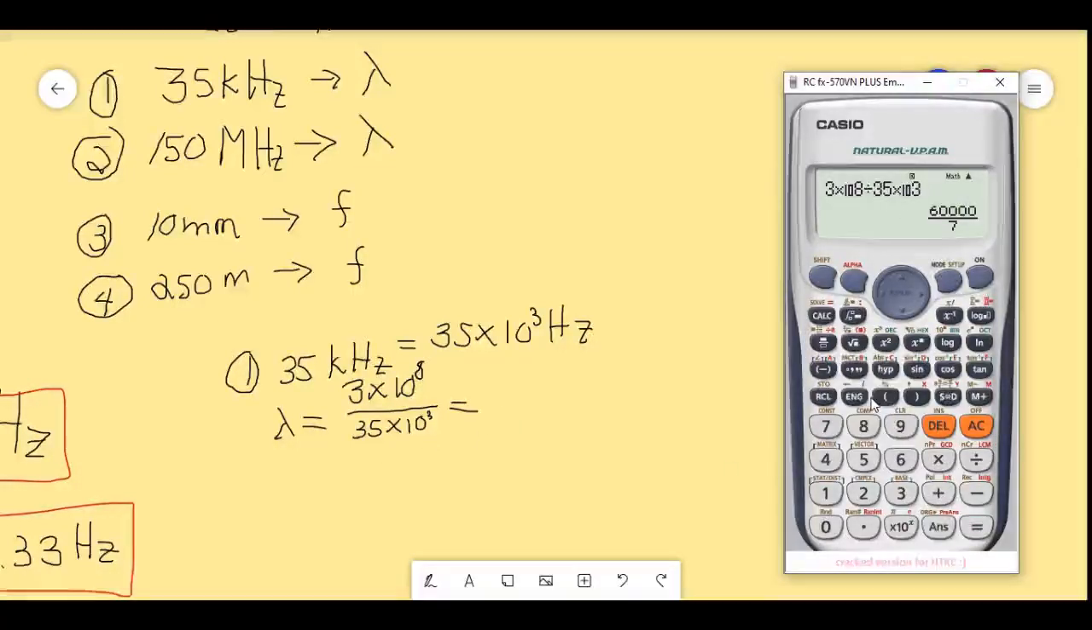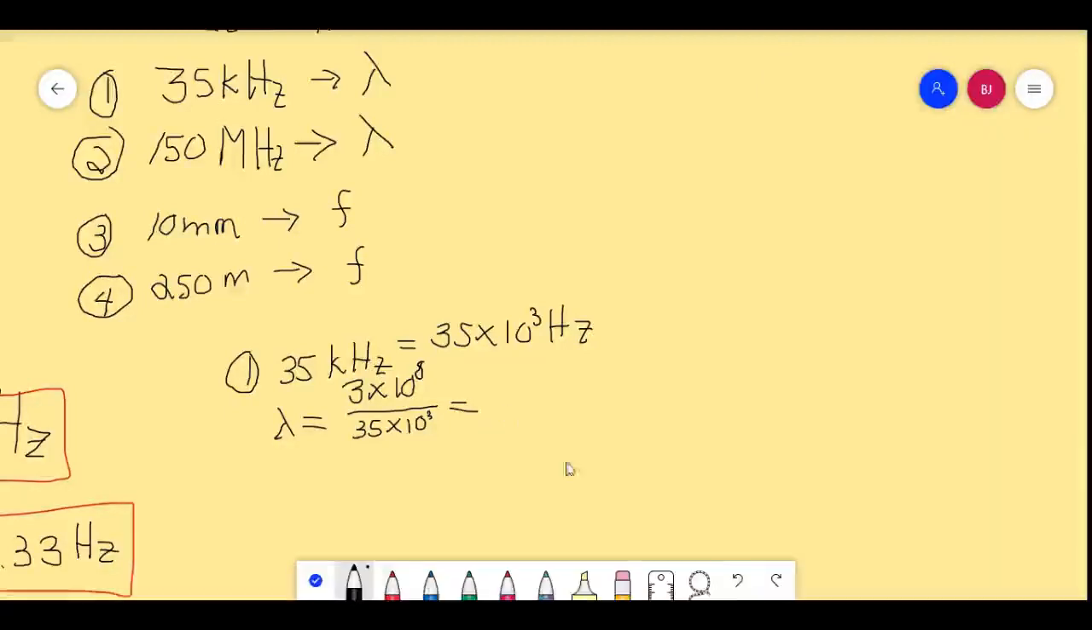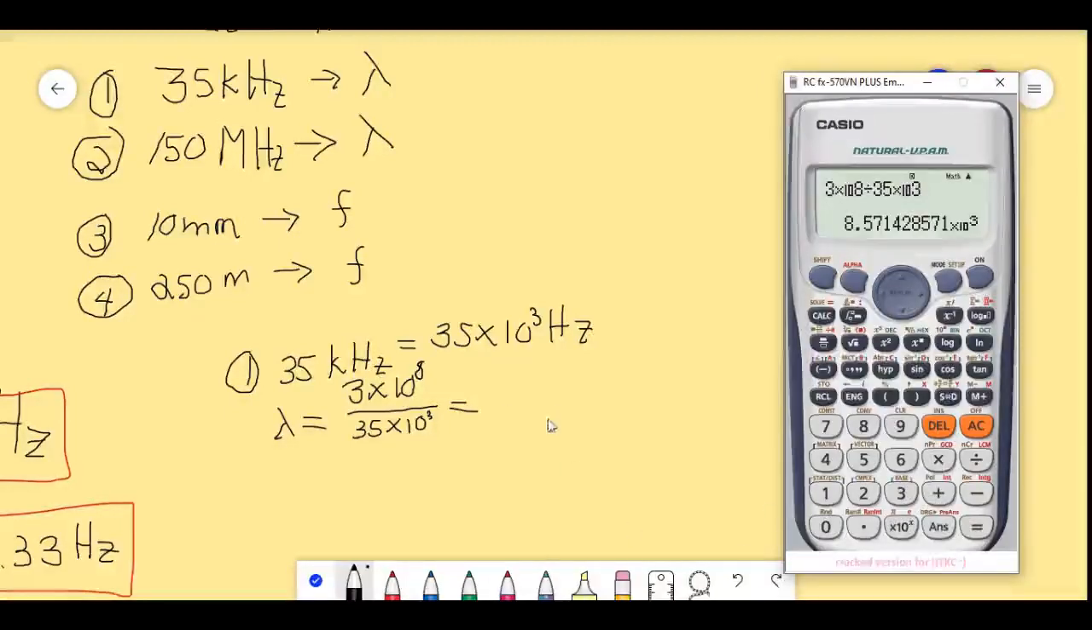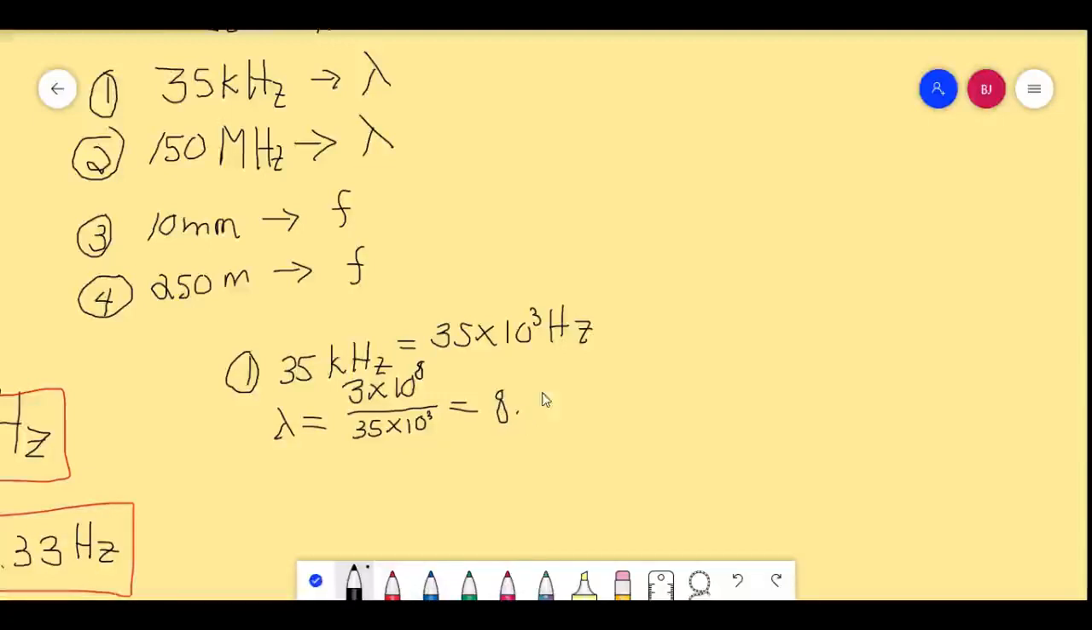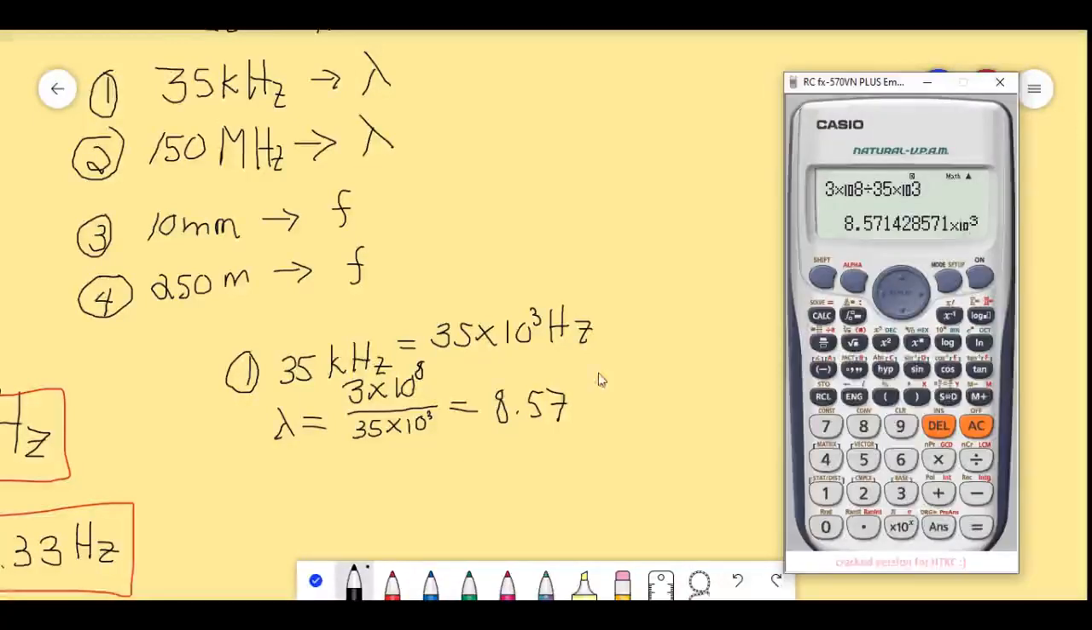Then we just click ENG. So the answer would be 8.57. So we only use 2 decimal digits. And then this is 1. So 8.57. What would be the unit? Let me take a look at the answer. It's times 10 to the 3.